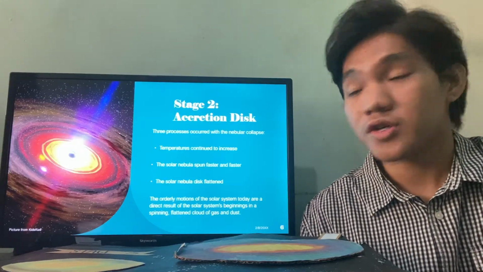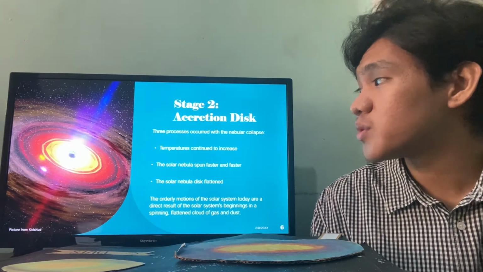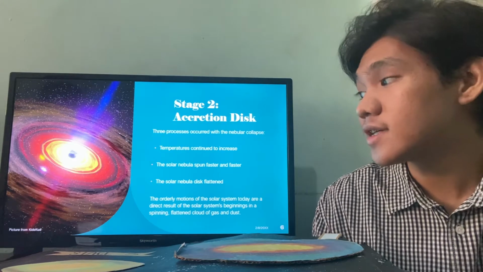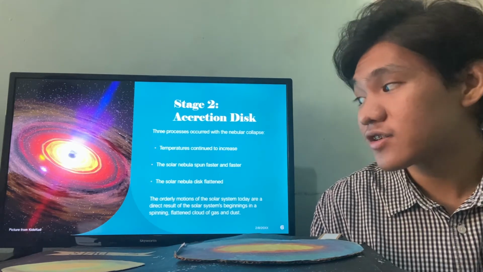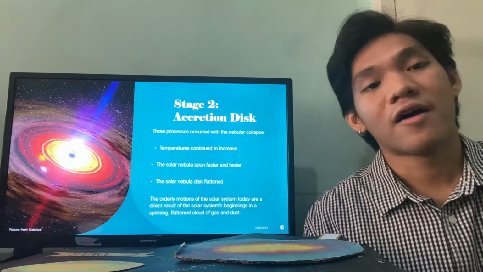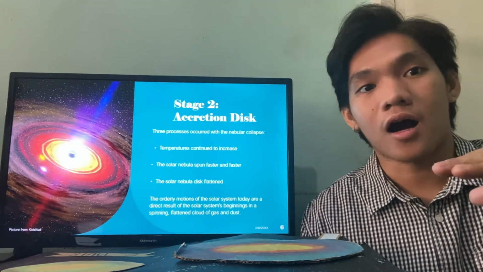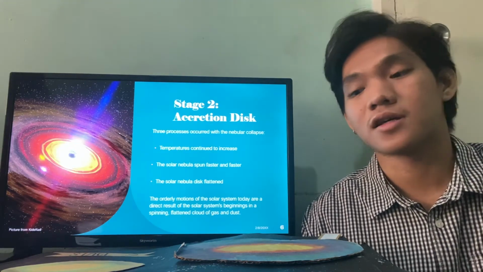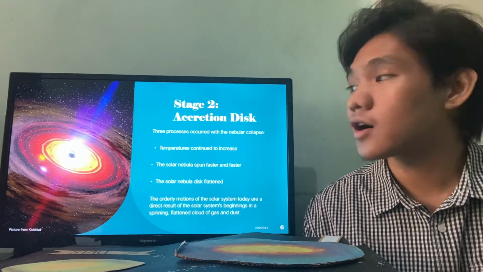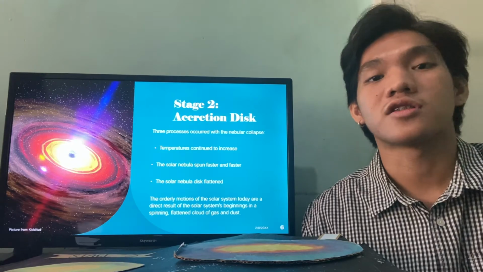Stage 2 is the accretion disk. The process occurred with the nebular collapse. When the temperatures continued to increase, the solar nebula spun faster and faster, and the solar nebula flattened into a disk. Have you ever wondered why the orbits of the planets are in a flat disk? It is because of this stage.